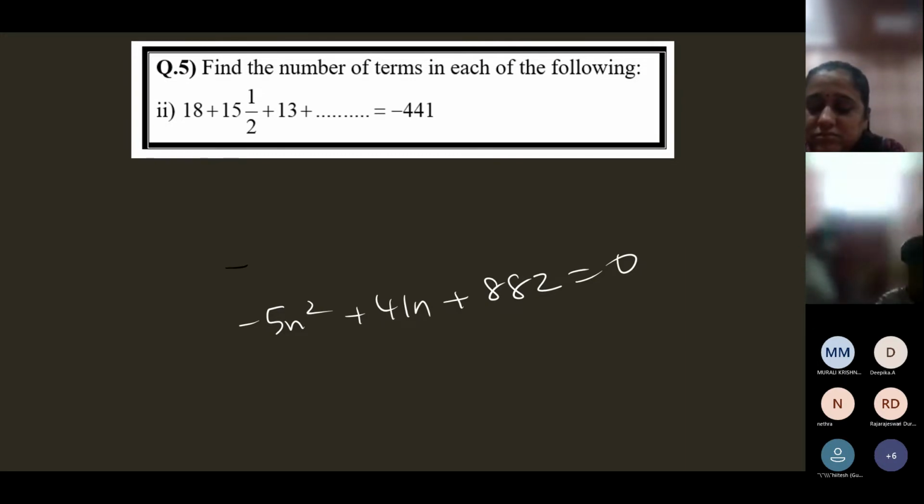Ma'am, I'm getting 5n square minus 75n minus 1760. Yeah, can you just take a picture of that and share it with me, Shreyas? Ma'am, I'm getting minus 5n square plus 77n minus 1764, ma'am. Yeah, okay. Take a picture and share it with me on WhatsApp.